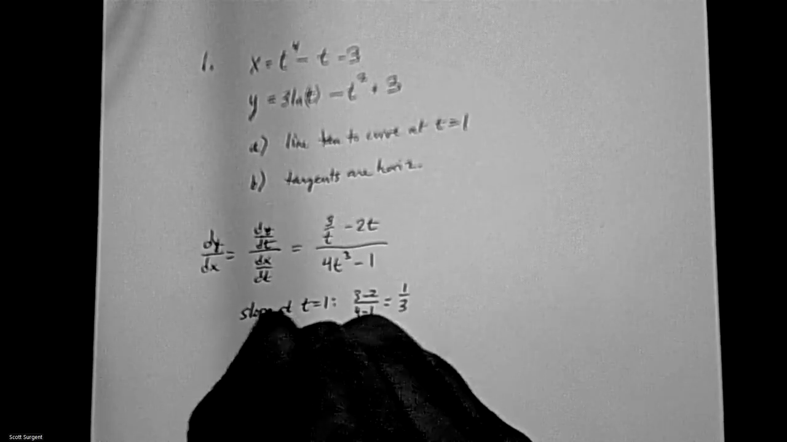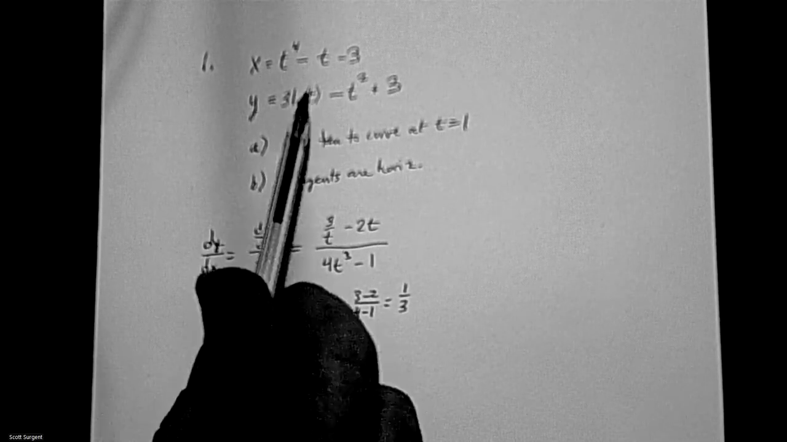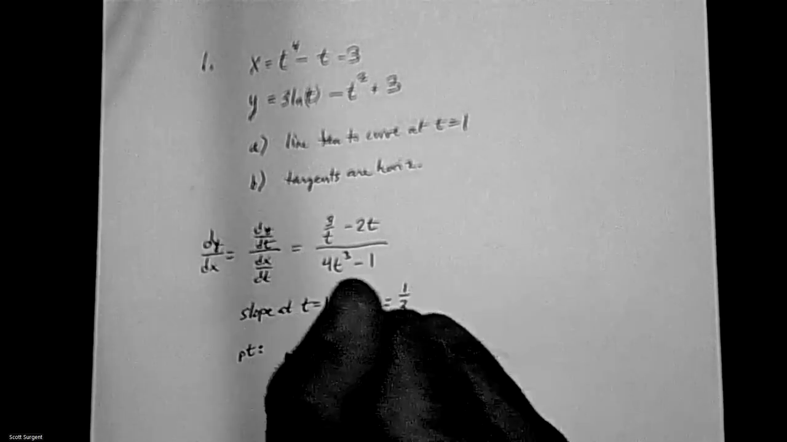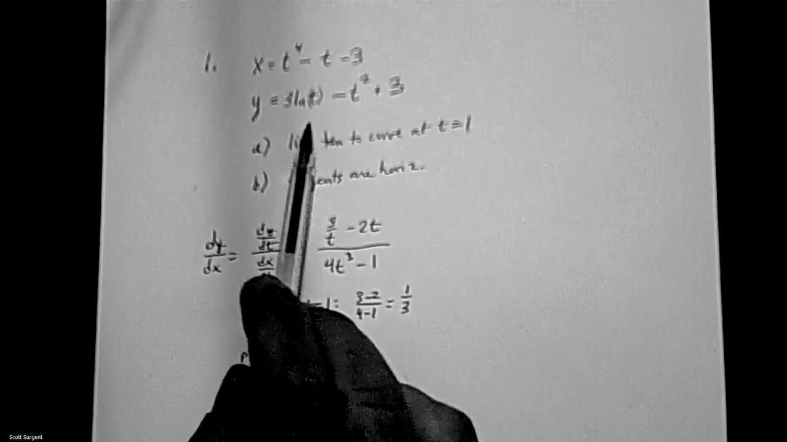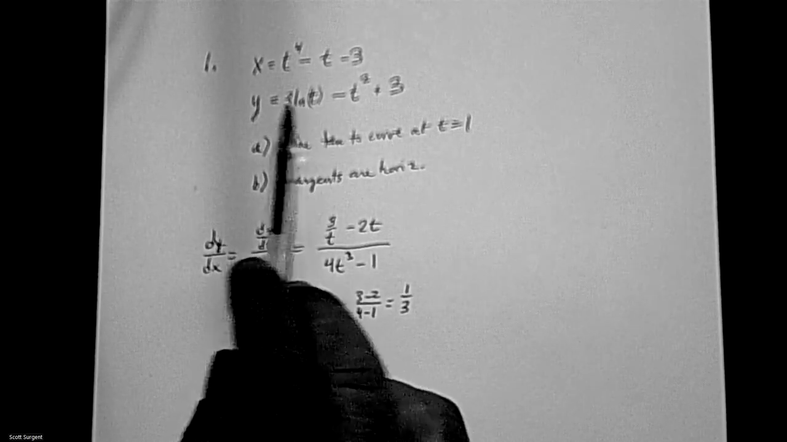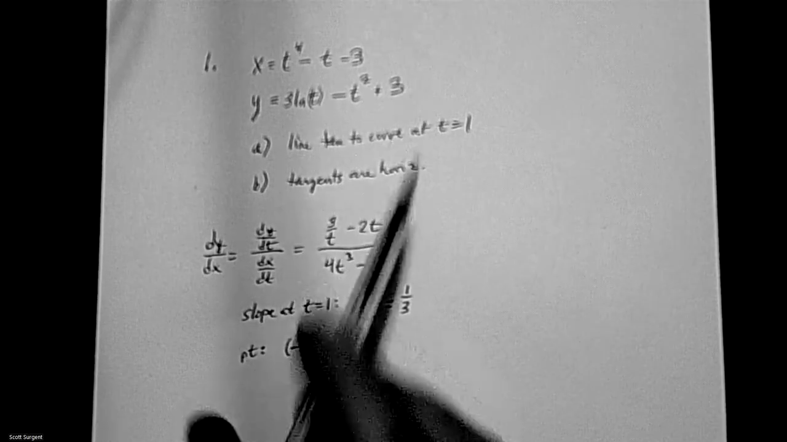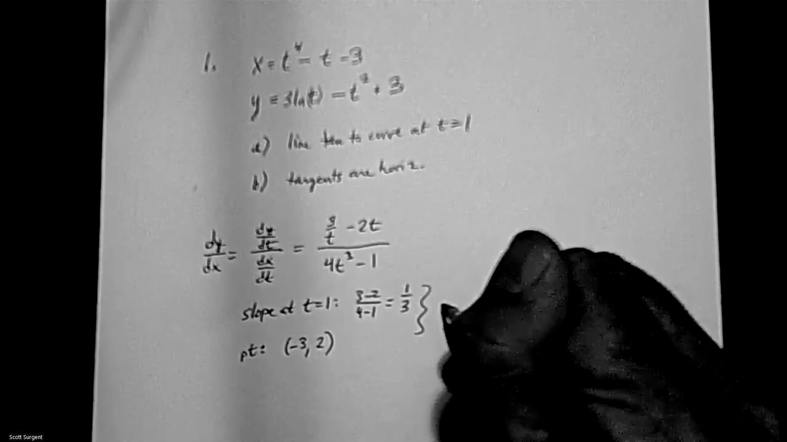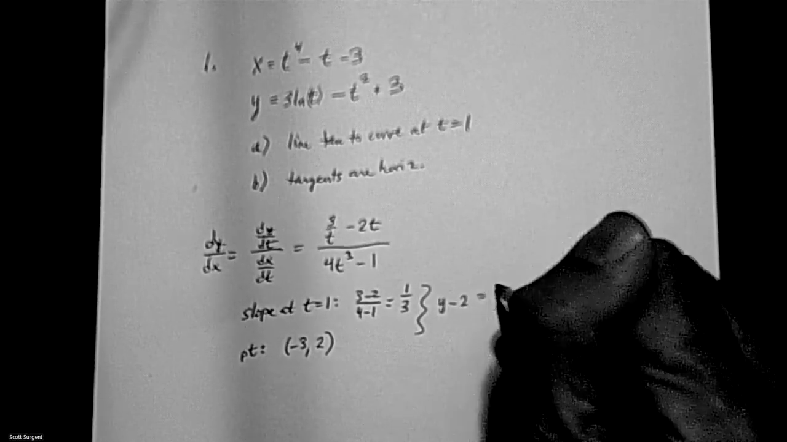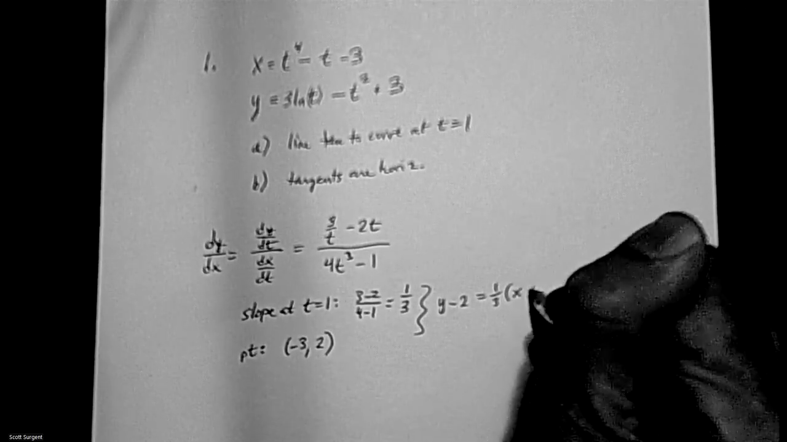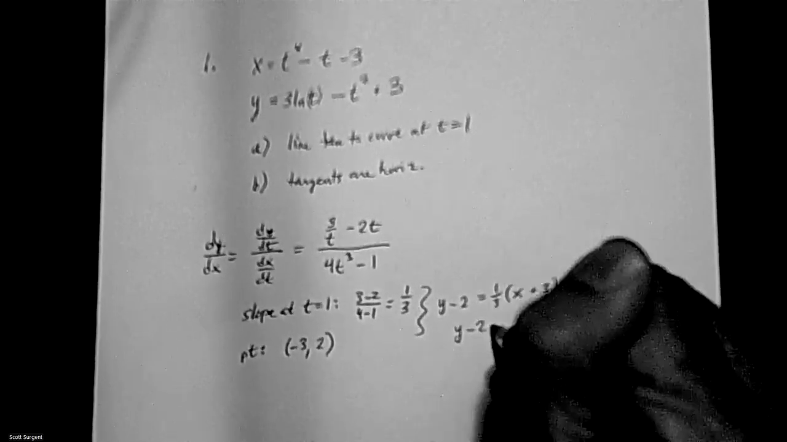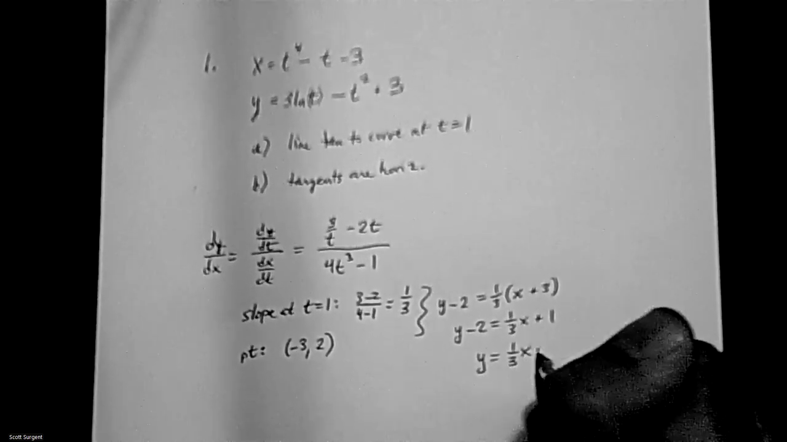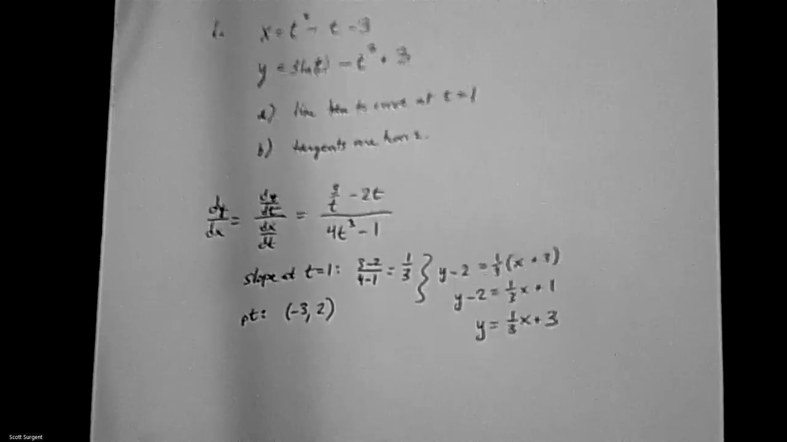The point is you plug in 1 into these. So you get 1 minus 1, that drops out, minus 3, so you get negative 3. And then ln 1 is 0. That's gone. We have negative 1 plus 3, which is 2. So then in this case, we just do our old friend from algebra, y minus 2 equals slope times x minus negative 3, so x plus 3. All right, so that's how you find the equation of a line.